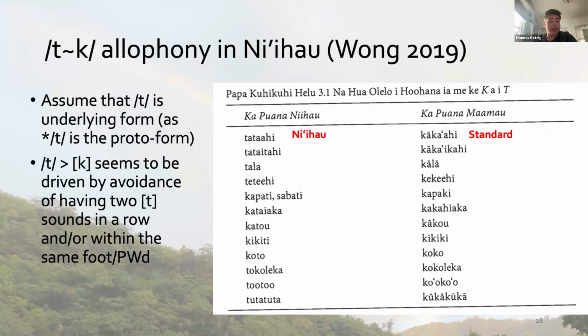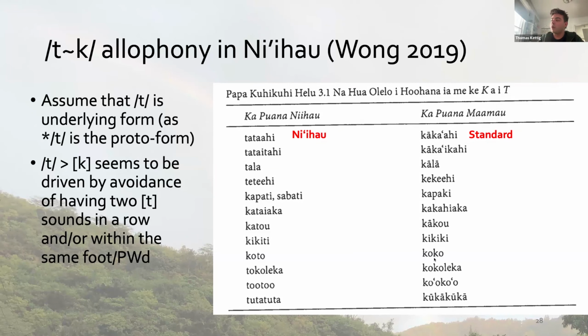But the T becomes a K, so this underlying T shifts to a velar place of articulation in avoidance of having two or more T's within the same word. It also seems like maybe there's some foot stuff going on. Whenever you think that you've figured out the pattern, some sort of exception seems to arise, but either in the word boundary or within a foot, it seems like there's avoidance of having two T's in a row.